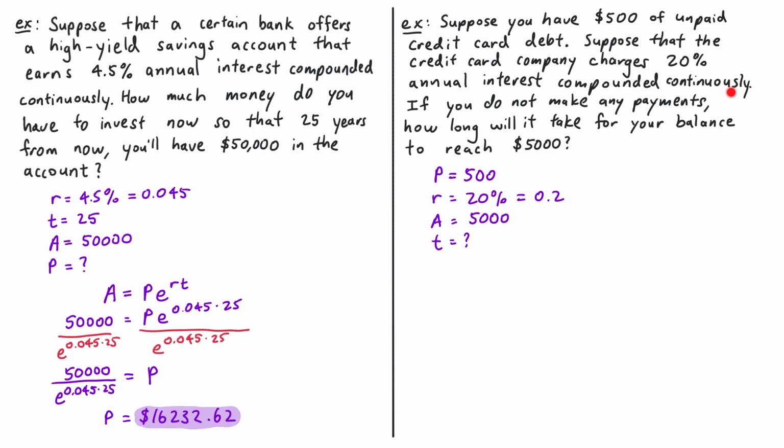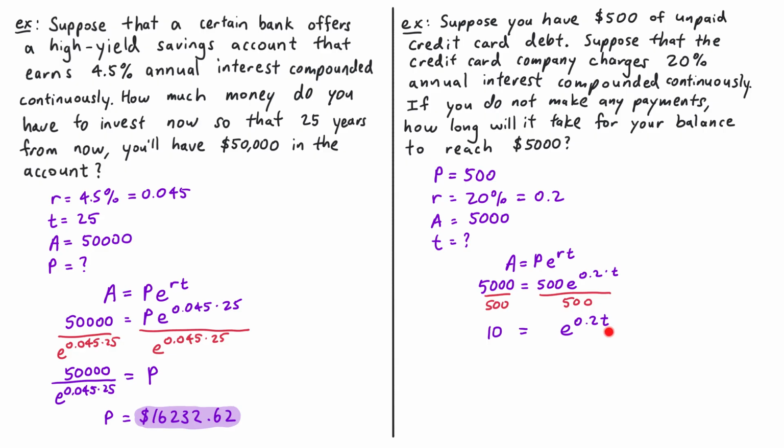Since interest is compounded continuously, we're going to use our new compound interest formula, A equals P times e to the power of R times t. Plugging in our values into this equation, we have 5,000 equals 500 times e to the power of 0.2 times t. Now all we have to do is solve this equation for t. So first we're going to divide both sides of this equation by 500. This leaves us with 10 equals e to the 0.2 times t.